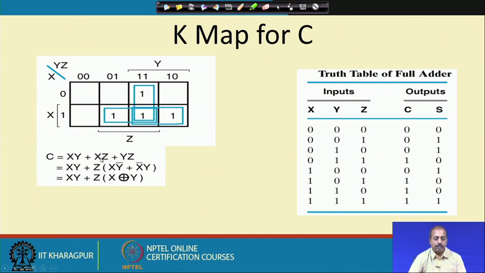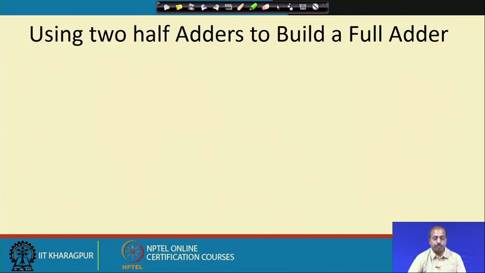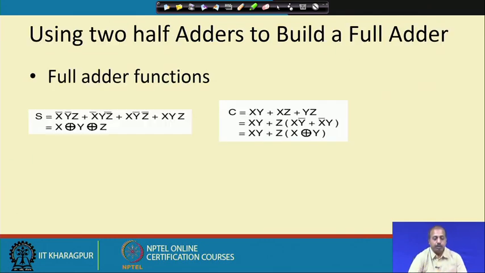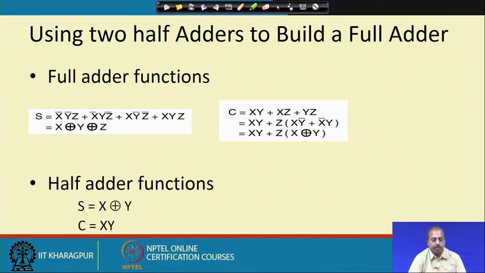So, I can change this x plus y term into the XOR form, and then it turns out to be x y plus z into x XOR y. So, in a half adder the carry output was x y, and in case of full adder, we have got this as the carry output. So, if we consider the full adder function, sum equal to x XOR y XOR z and carry C equal to x y plus z into x XOR y. And the half adder function was s equal to x XOR y and C equal to x y.